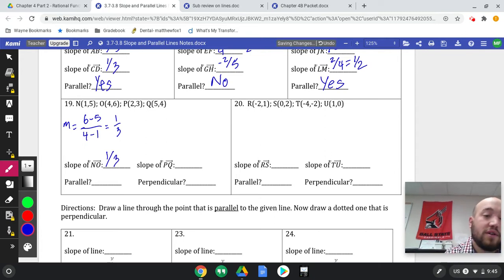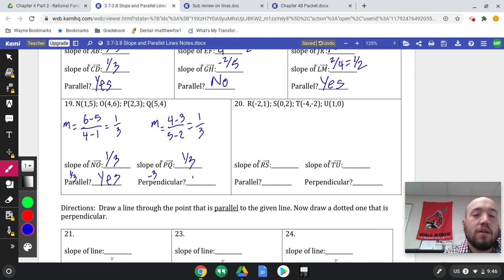Now, before we do this, if we get 1/3 again, that means it's parallel. If we would get -3, that means it's perpendicular. So let's do it again. The slope for the second one would be 4 minus 3 on top, and 5 minus 2 on the bottom. 4 minus 3 is 1, 5 minus 2 is 3, 1/3. So we got the same thing, which means yes, it is parallel. No, it is not perpendicular.